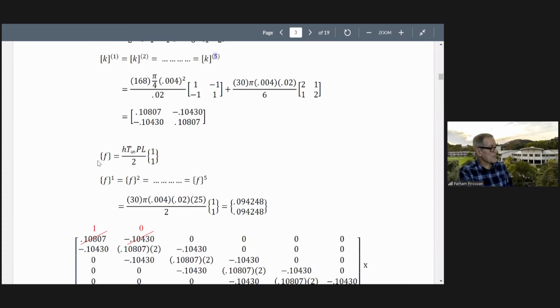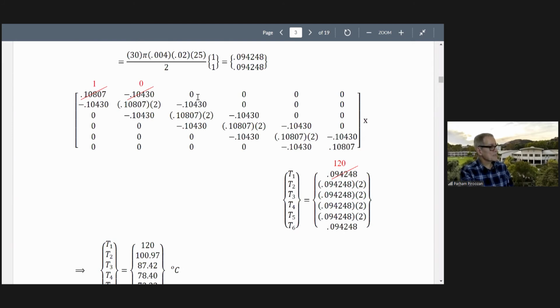F is given by this. The only thing here is convection. The formula is this. And if you see here, H T infinity P L, so it is the same for all of these elements. So all these 5 elements, we have the same thing. This is H, perimeter is this one, length is this one, temperature is 25. So this is this one.